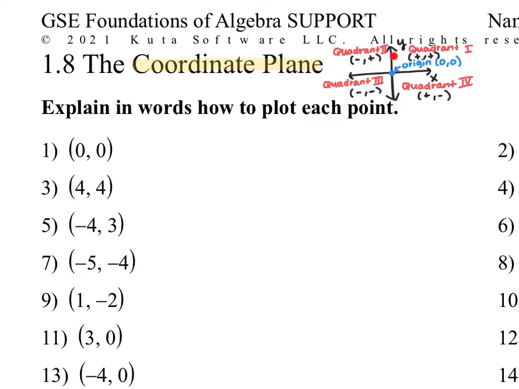There could be points that fall on the y-axis, and that would mean the x value of that point is 0. And when any point falls on the x-axis, that means the y value of that point is 0.